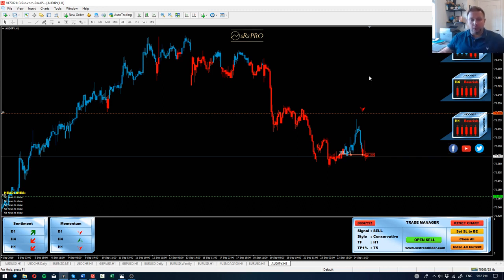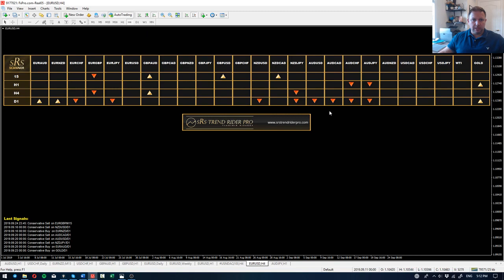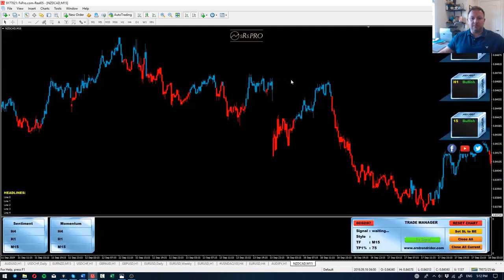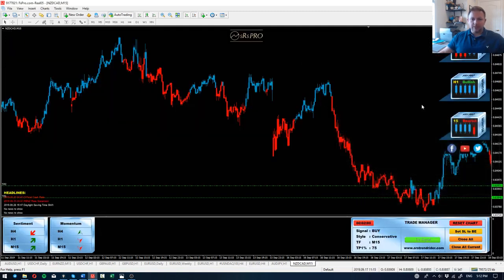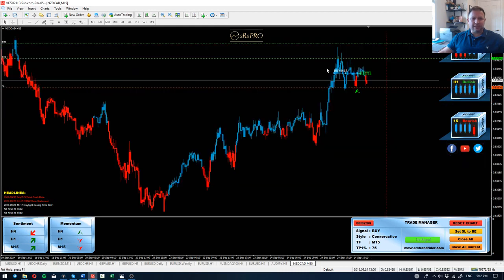Another very, very important thing we have is the headlines for the news. Now we don't see that on the OZN, but let's take a look at any of the New Zealand pairs, for example New Zealand CAD, just for the example. So what do we have here? As you can see, the headlines would show you when we have important data, and this vertical line would show you when you have the data coming.